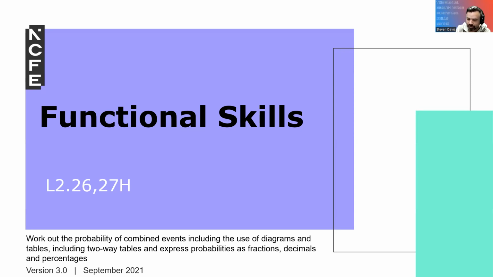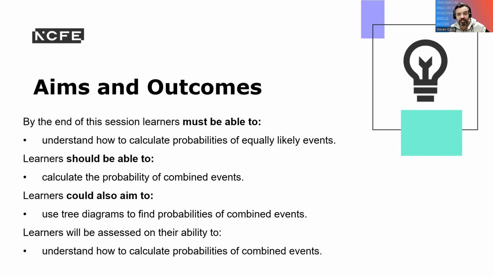So let's look at functional skills here. We're going to work out the probability of combined events, including the use of diagrams, tables, and two-way tables, and express probabilities as fractions, decimals, and percentages. So it sounds like we're going to bring it all together now. The aim of this session is to understand how to calculate probability for equally likely events. Learners should be able to calculate probability for combined events. Learners could aim to use tree diagrams to find probability of combined events, and learners will be assessed on their ability to understand how to calculate probability in combined events.